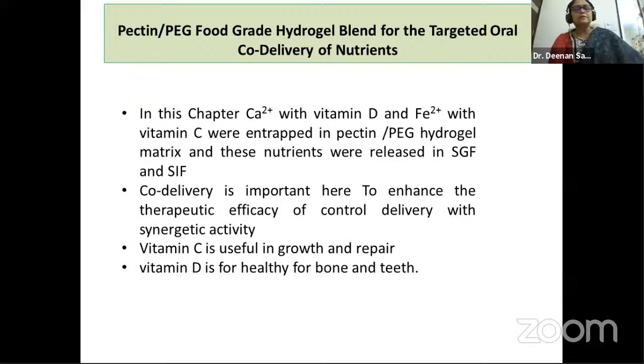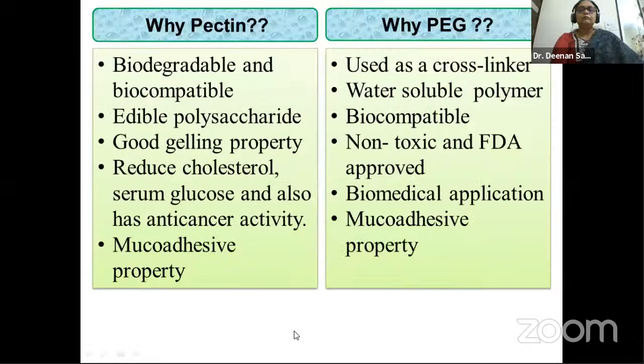Co-delivery is important here to enhance the therapeutic efficiency of controlled delivery with synergistic activity. This is very important. For example, vitamin D is for healthy bone and teeth, and vitamin C is useful for growth and repair mechanisms. Now, coming to pectin, why have I chosen pectin?